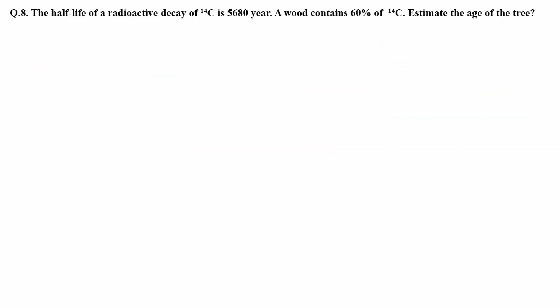Next we move to problem number 8. It says the half-life of a radioactive decay, carbon 14 decay, is 5680 years. A wood contains 60% of carbon 14. Estimate the age of the tree. Okay, so decay constant k. We know that this is first order kinetics. It follows first order kinetics, radioactive decay, right?